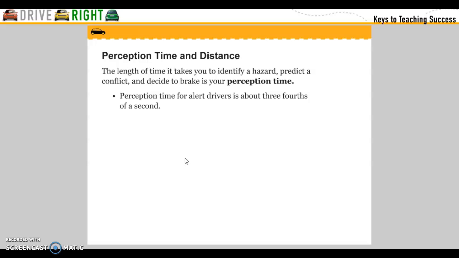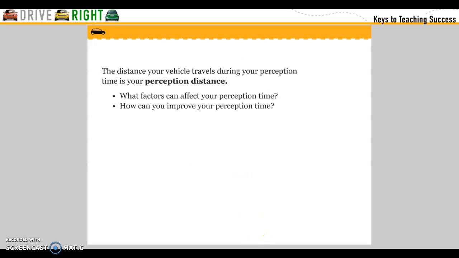Perception time and distance. The length of time it takes you to identify a hazard, predict a conflict, and decide to brake is called your perception time. Perception time for alert drivers is about 3/4 of a second. The distance your vehicle travels during your perception time is your perception distance. What factors can affect your perception time? How can you improve your perception time?